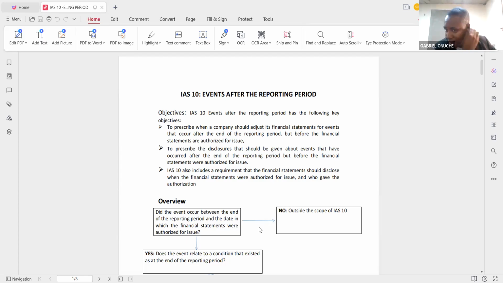Okay, can you also confirm if you can see my screen so that we start once again? Can you see my screen? Yes, we can see your screen.